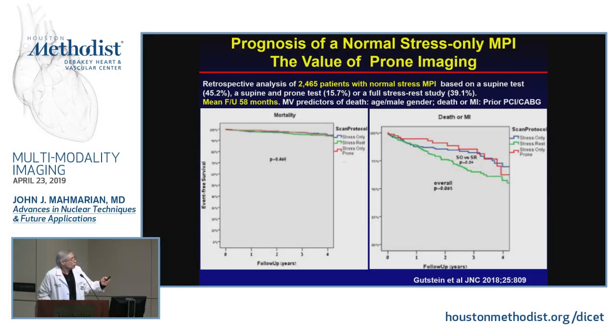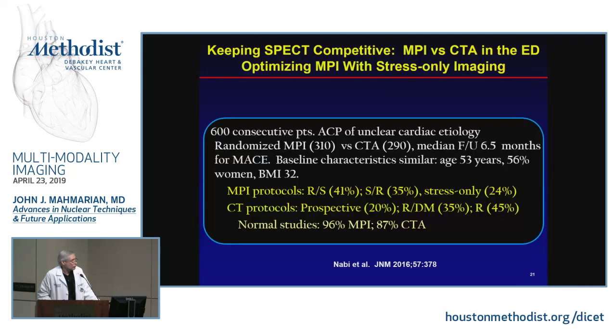This is a very nice recent study looking at prone imaging and normal stress only. And you can see that if you had a stress only study versus a stress rest, you did just as well in terms of overall survival and also in terms of death or MI over time. And in terms of the annualized event rate, it was 1.5% for all events with stress only, and comparable with stress rest.